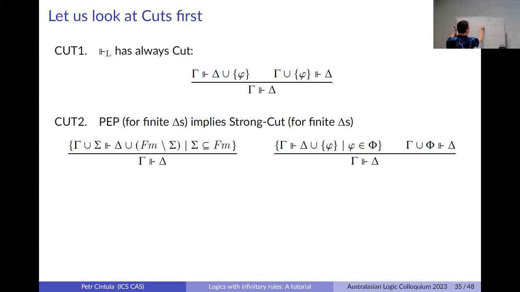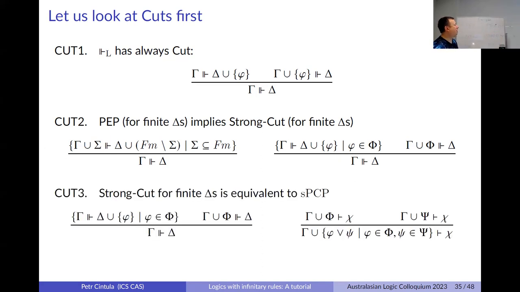Okay, let's use nicer arrows. And it's the same if we have it only for finite deltas. Okay, that's also true. Of course, PEP implies PEP for finite deltas and strong cut implies strong cut for finite deltas. That's obvious. And what is interesting, again, now linking the multi-conclusion world with the single conclusion, strong cut for finite deltas is equivalent with strong proof by cases property. So this was the fact that the disjunction is a strong disjunction.